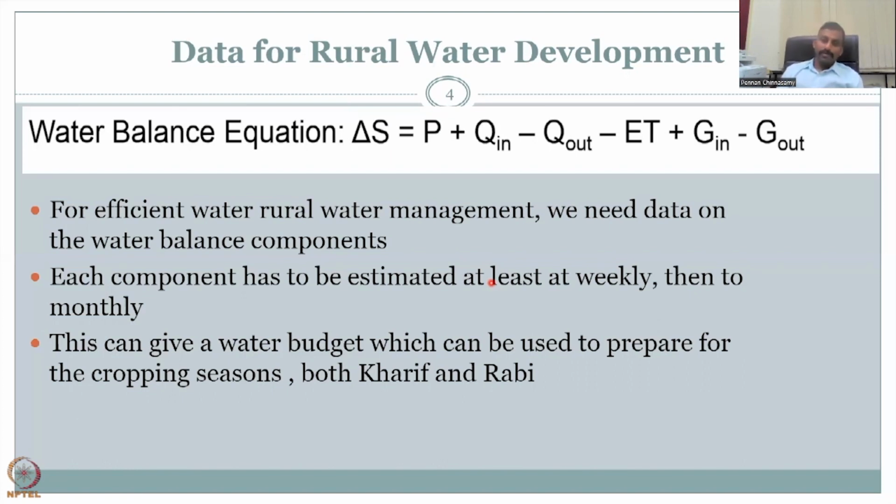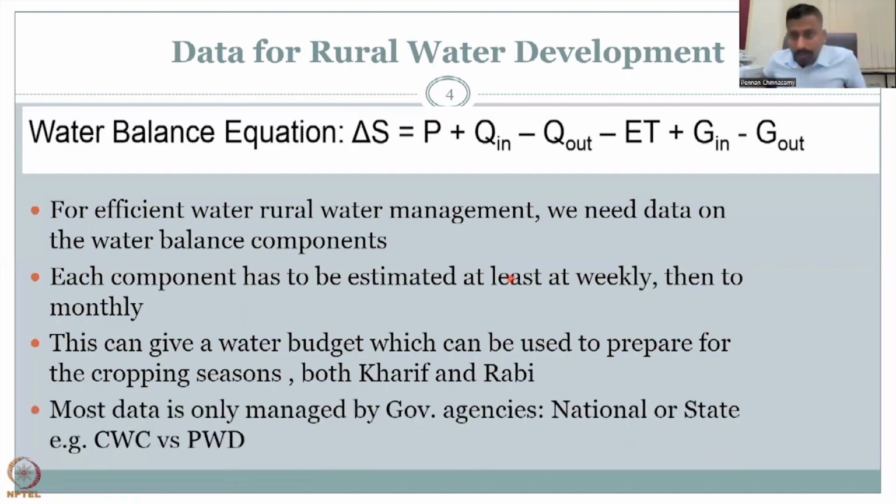For example, you have captured the water and put it in a dam. You've captured the water and put it into the groundwater. You can use it during the Rabi season. So what it explains is this water budget can give an idea about how much water is coming in and used and how much water remains for the Kharif and Rabi season. So you can plan better for a better crop yield and crop production, which leads to rural development.